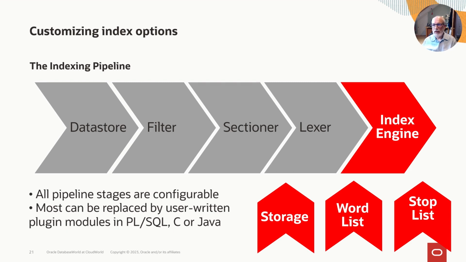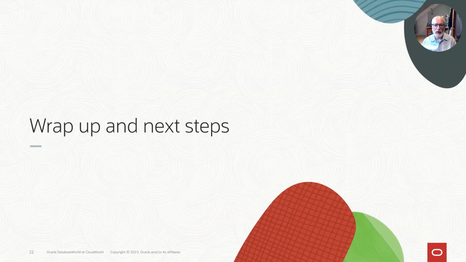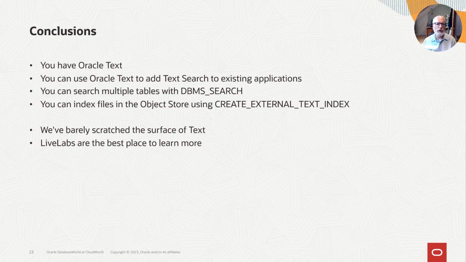Now, if you're interested in taking things further with Oracle Text, then I would strongly urge you to take a look at our live labs. So just go through a couple of conclusions before we talk about live labs. You have the database, so you have Oracle Text. Oracle Text is great for adding functionality to existing applications. Multiple tables, you can use DBMS search, and files in the object storage, you can use create external text index.